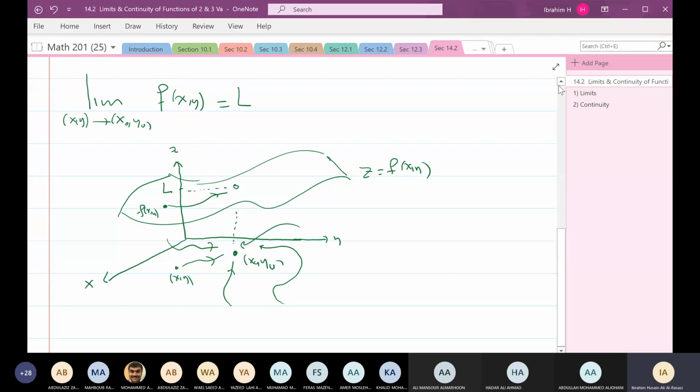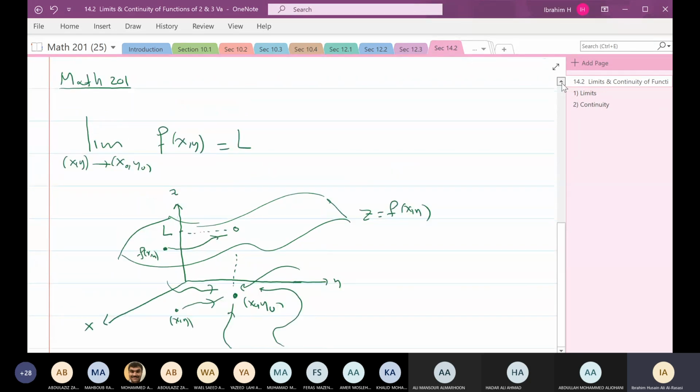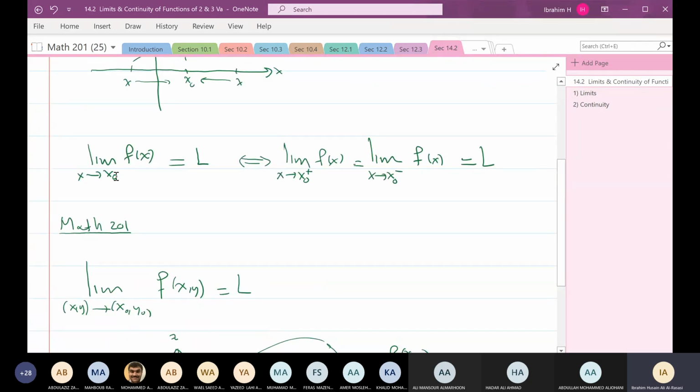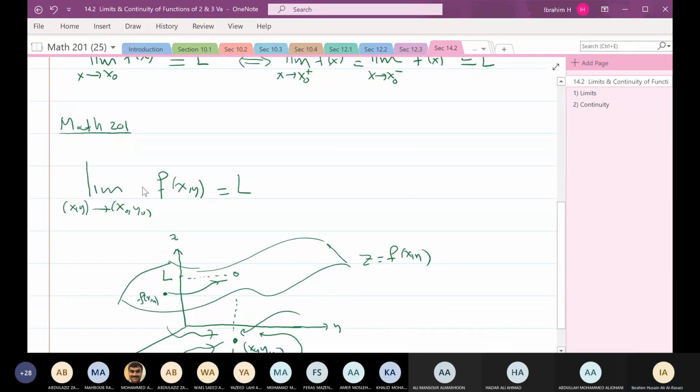So what is the corresponding rule? In Math 101, the two-sided limit equals L if the limit from the right equals the limit from the left equals the common value L. Here, in Math 201, the limit equals L if the following: the limit as (x,y) approaches (x0,y0) of f(x,y) equals L through all paths.